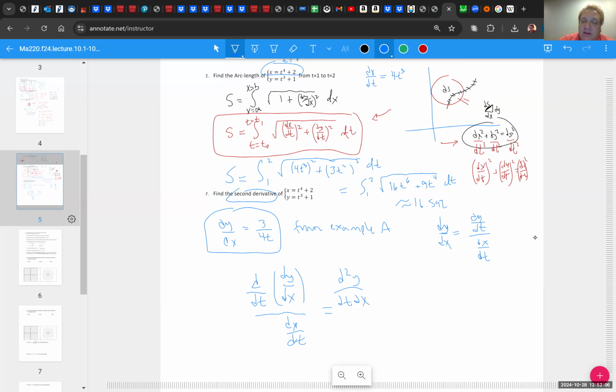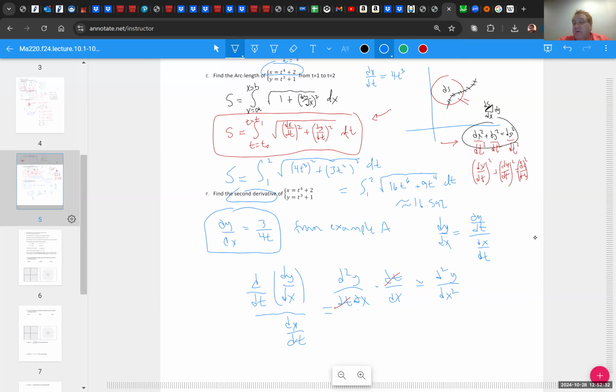And if I flip this thing, I get dt over dx, right? I could take dx dt, flip it to dt over dx and multiply. Then the dt's divide out, and we have dx on the bottom, dx times dx. Dx times dx is dx squared. So we get d squared y over dx squared.